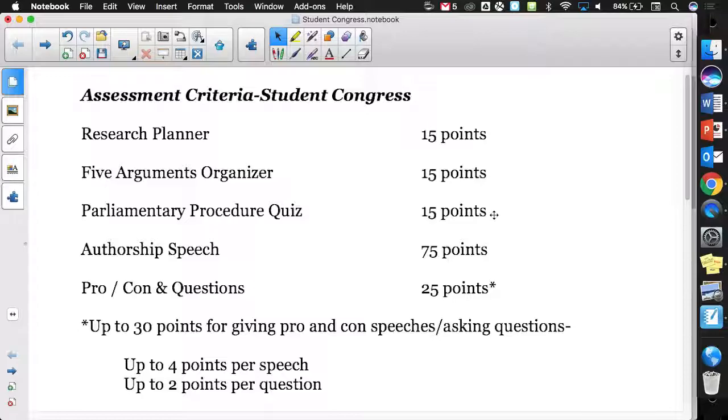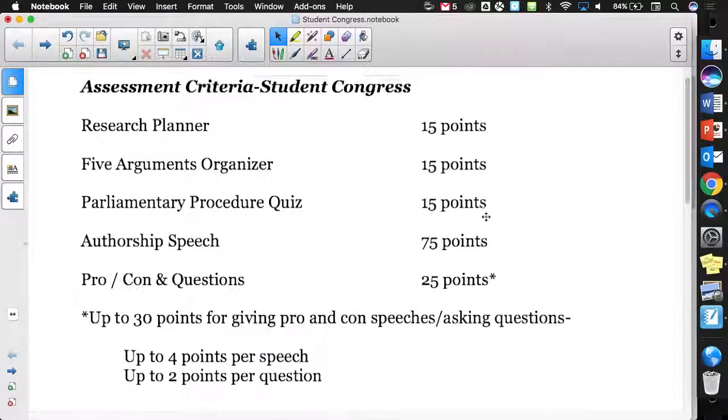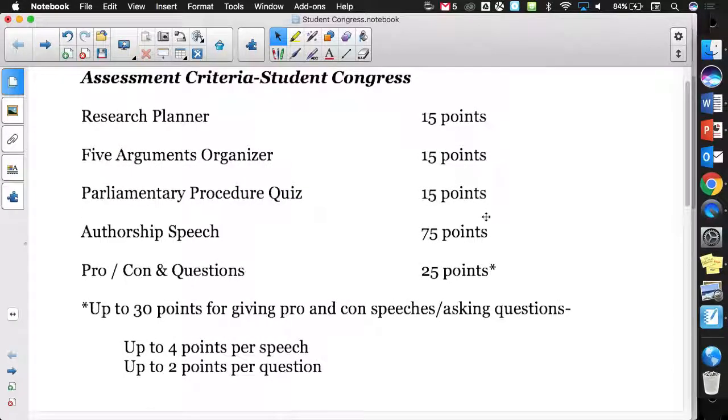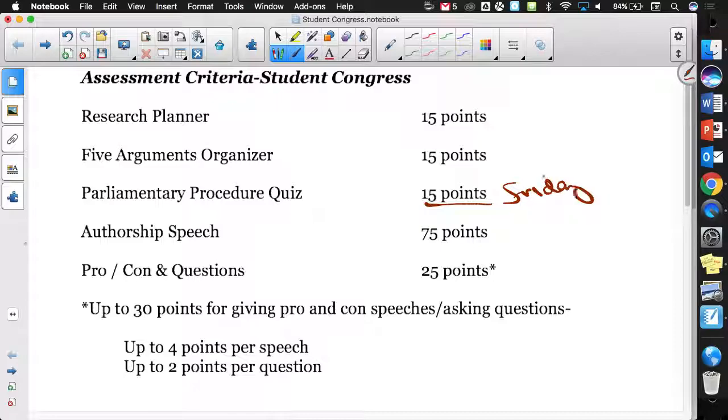On the front cover of your packet, I wanted to run through some things with you to let you know how grading is going to work, because this is a little bit different. You're going to have multiple activities leading up to Student Congress. So you have your parliamentary procedure quiz, which I just mentioned to you, that we're going to do for Friday. Your research planner is something that you're going to submit to me by Friday.